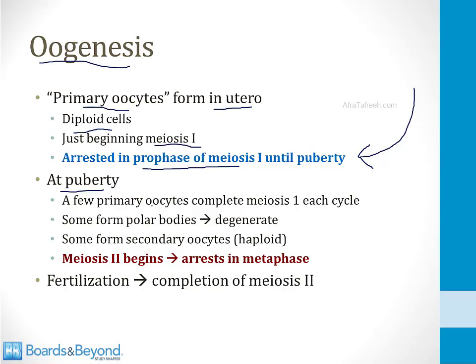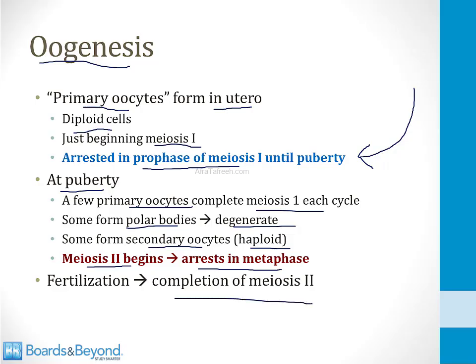At puberty, a few of the primary oocytes will complete meiosis 1 each menstrual cycle. Some will form what's known as polar bodies and degenerate. Others will form secondary oocytes, which are haploid and can go on to become eggs. At this point, meiosis 2 begins but arrests in metaphase. If fertilization occurs, then meiosis 2 will become complete.